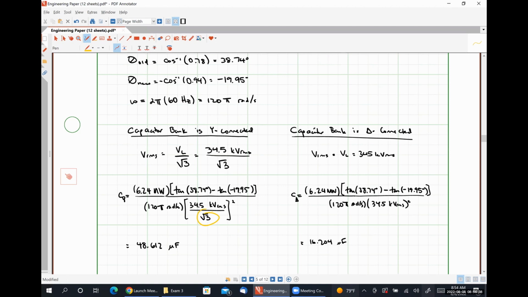So the capacitor C_delta is smaller by a factor of 3, but it has to handle a larger RMS voltage, right? 34.5 kilovolts RMS is significantly larger than 34.5 kilovolts RMS divided by the square root of 3. So how you install your 3-phase capacitor bank is always going to be driven by the cost, which is driven in some sense by the size of the capacitor, but it is also driven by the voltage rating of the capacitor. And so you would have to do a simple cost benefit analysis here to see whether it's cheaper to buy smaller capacitors with a larger voltage rating or larger capacitors with a smaller voltage rating to tell you which one to actually install in your system.